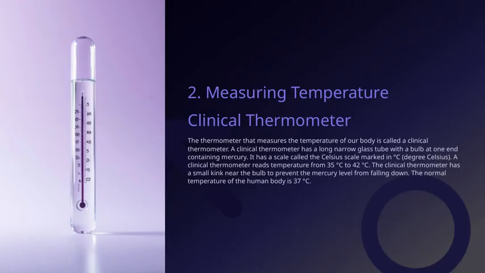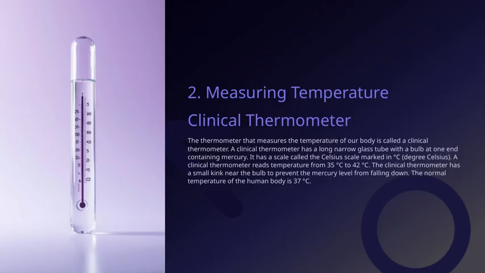Now, let's talk about how we measure body temperature using a clinical thermometer. This device is specially designed for that purpose and is called a clinical thermometer. It consists of a long, narrow glass tube with a bulb at one end, which contains mercury. The mercury expands when it gets warmer, allowing us to read the temperature. The thermometer has a scale marked in degrees Celsius, or degrees C, which helps us determine the exact temperature. Typically, it measures from 35 degrees C to 42 degrees C, covering the range of normal and fever temperatures.